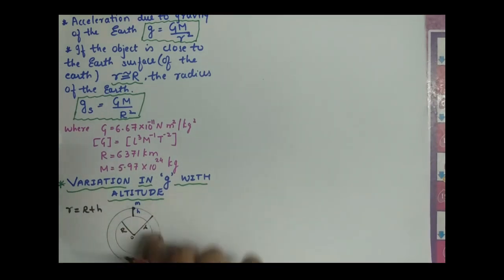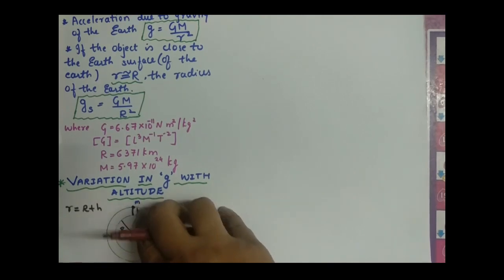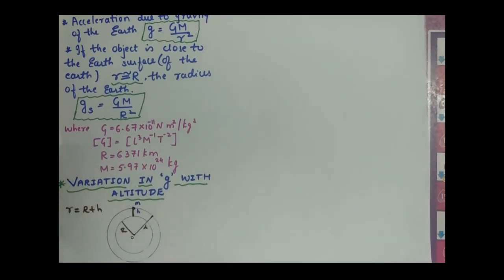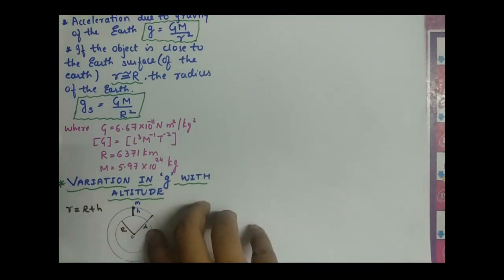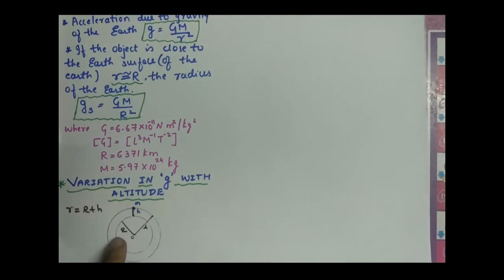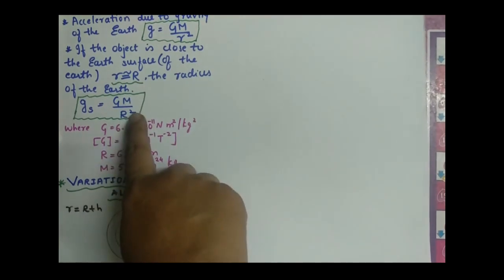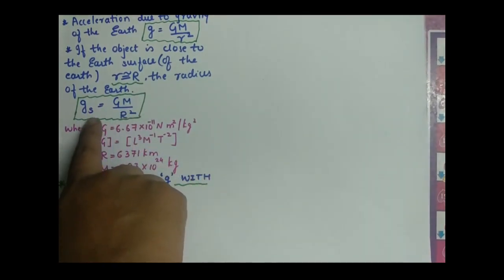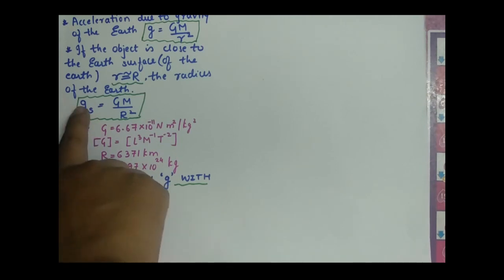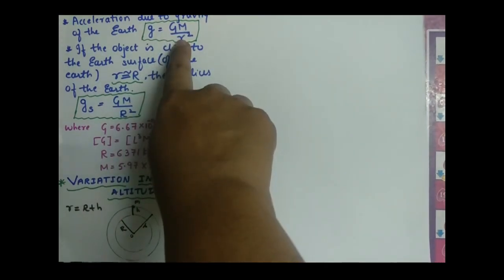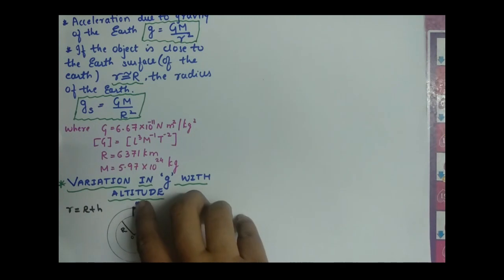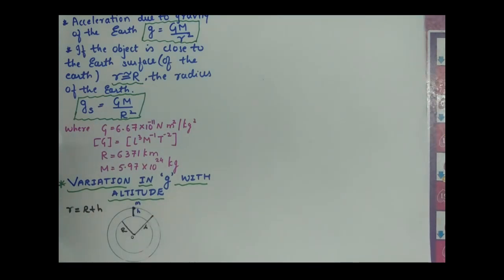So when it is very near to the earth's surface, then h is negligible. When h is negligible, there is no need to consider it in r, so we can consider R directly. So this formula can be modified in this form. That is, when the object is close to the earth's surface, gravity at the earth's surface is equal to GM/R², as the object is very near to the earth's surface.